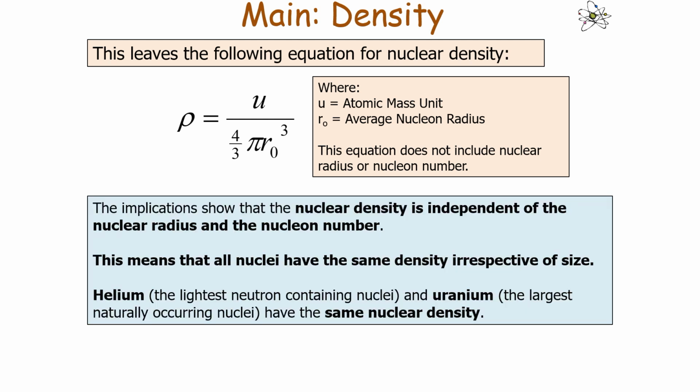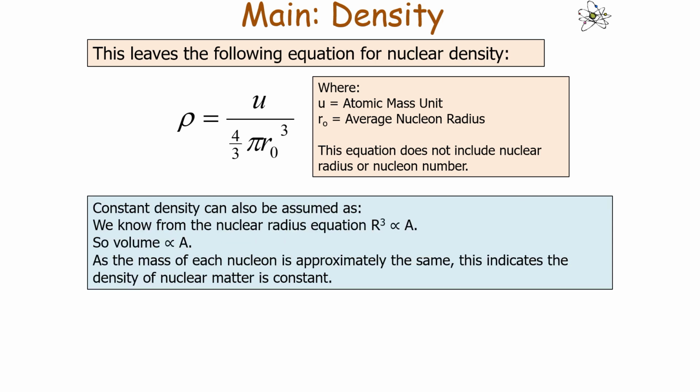So this shows a couple of things. Firstly, the nuclear density is independent of the nuclear radius and the nucleon number, as neither appear in the equation. And also because all the values in the equation are constant, it indicates that all nuclei have the same density irrespective of size. So helium, the lightest neutron containing nucleus, and uranium, the largest naturally occurring nucleus, have in fact the same nuclear density.